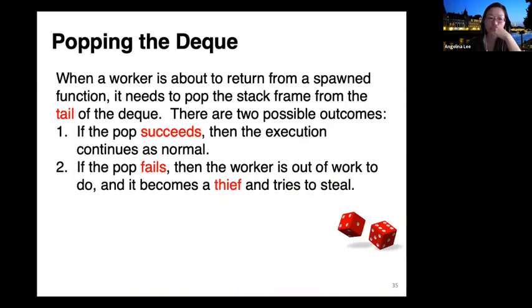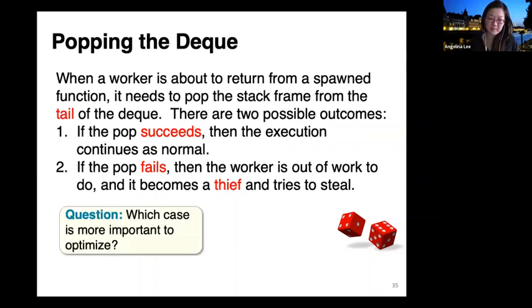And so another thing I want to point out is that a worker, whenever it's about to return from a spawn function, needs to pop the stack frame from the tail of the deck. And there are two possible outcomes, right? Either the pop succeeds because the spawn parent has not been stolen, then the execution continues as normal, where the worker would just resume the continuation of the spawn parent. On the other hand, if the parent has been stolen, then the pop can potentially fail, and the worker has run out of work to do, in which case it itself becomes a thief and tries to steal. So which case do you think it's more important to optimize?